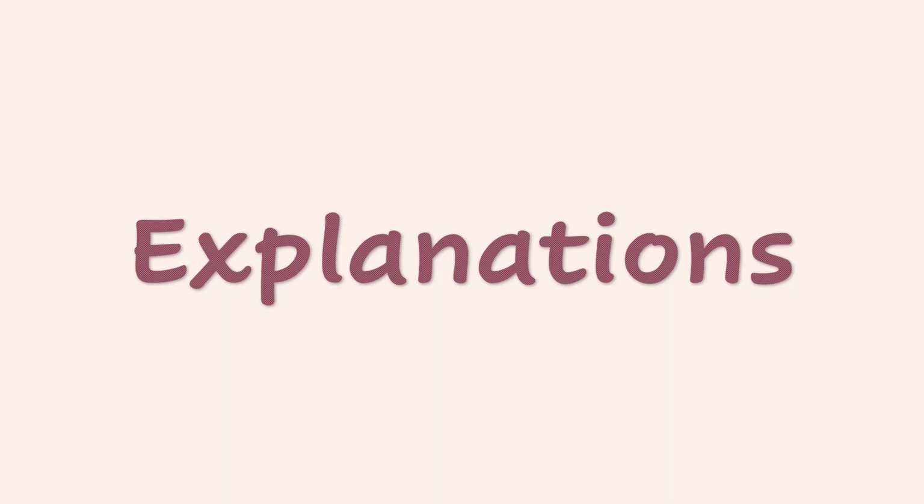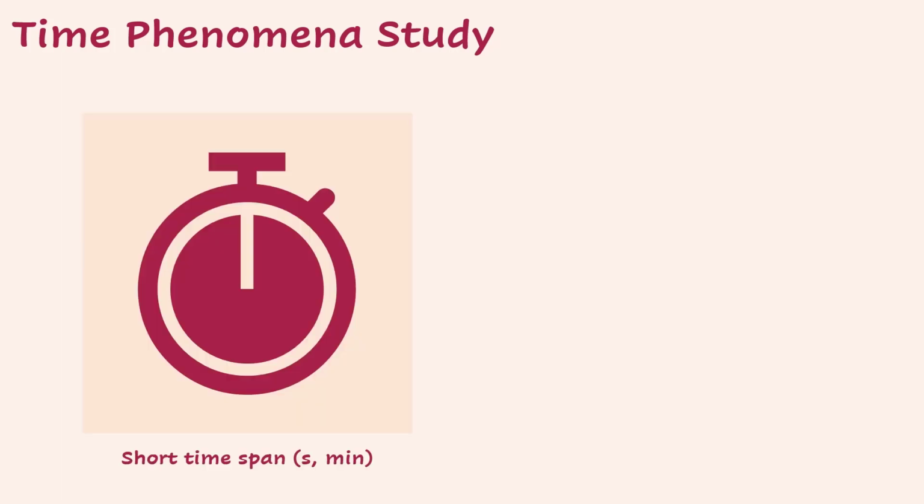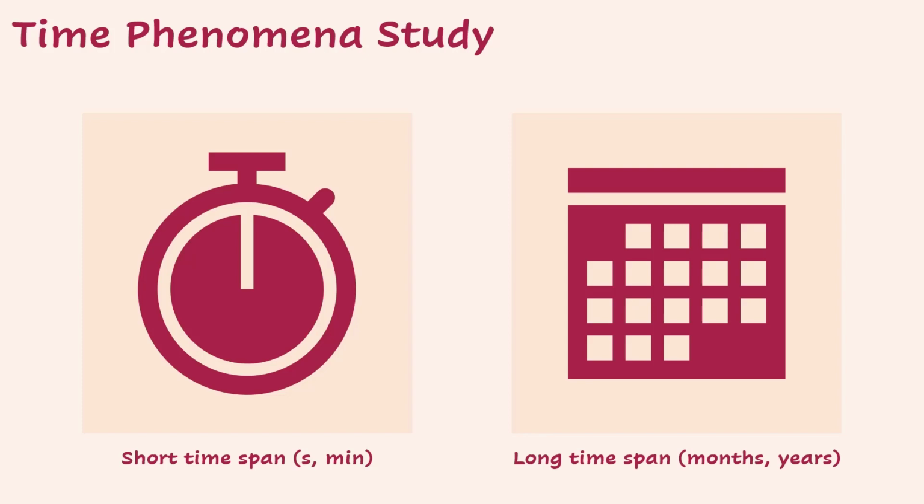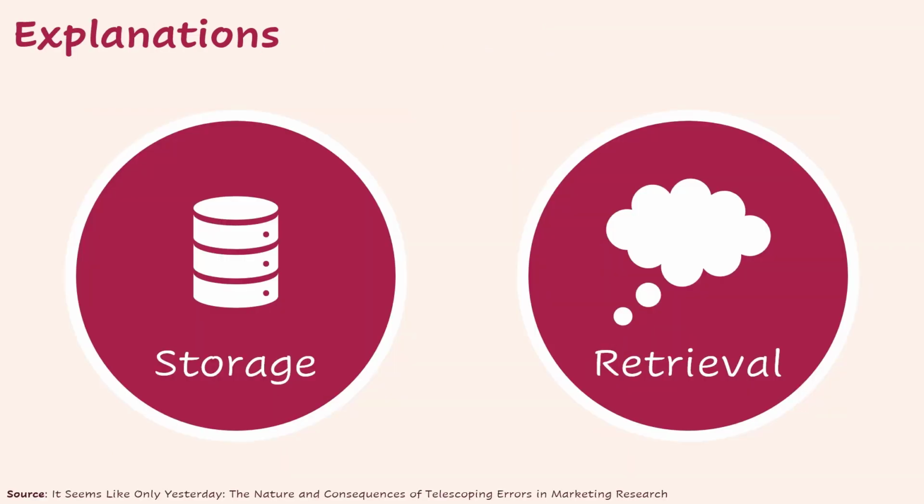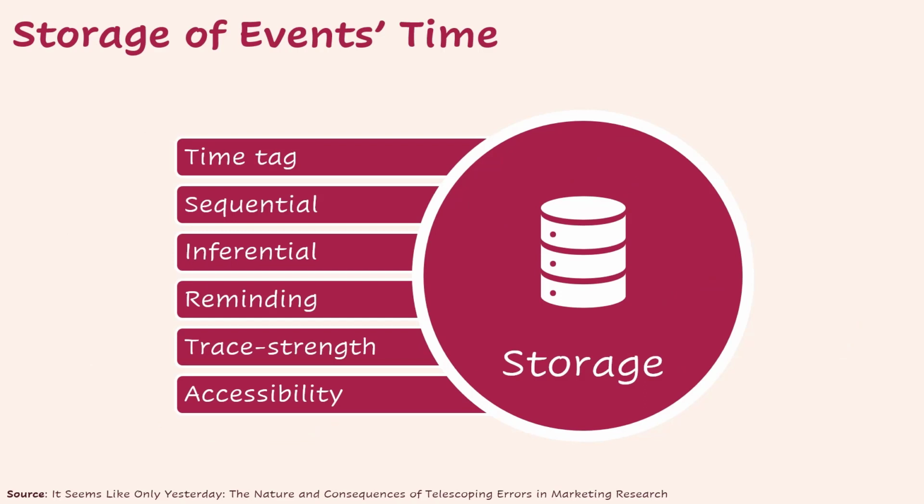Let's talk about some explanations for the telescoping effect. There are two very distinct domains to explore time illusions: short time span, in the realm of seconds and minutes, and long time span, where you're talking about months and years. As of long time span, you can mainly see that these studies deal with autobiographical memories, the memories of your own life, and public life events dating, such as the arrival of the Halley Comet, a World Cup, an election, some tragedy of some sort. With a wealth of research, scientists have been able to group issues of forward and backward telescoping to a mix of processes of storage, how the memories are stored, and retrieval, how they are accessed on the memory when the data is required.